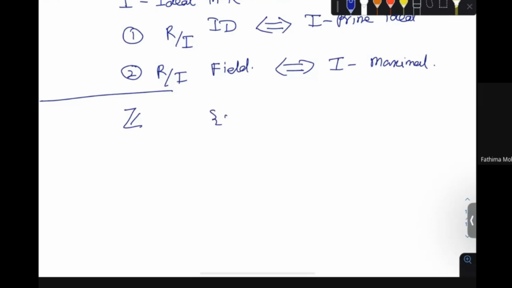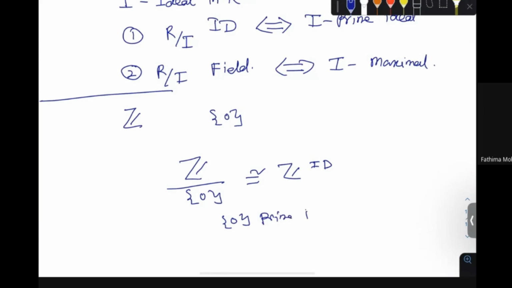I have 0 as an ideal. 0 is one of the ideals. When I quotient by 0, I get again Z. That's nothing. So I know that this is an integral domain. So this is a prime ideal.